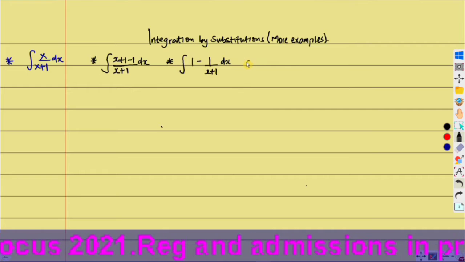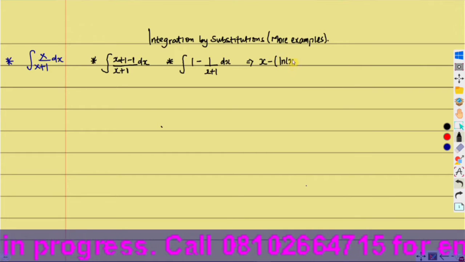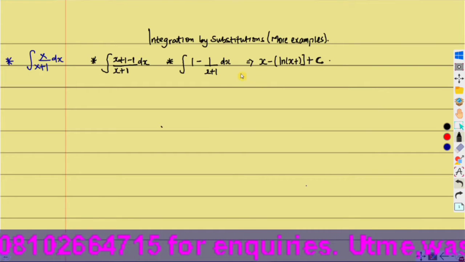So therefore, the answer to this is that we all know that if you integrate 1, you are going to get x. Then if you integrate 1 over x, already discussed, it's going to give you natural log of x. So here, if you integrate this one, it's going to give you natural log of x plus 1, then plus the arbitrary constant. So please always keep this in mind and don't make mistakes.